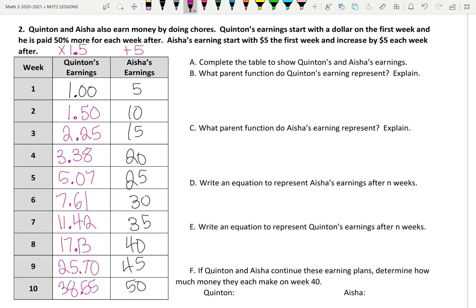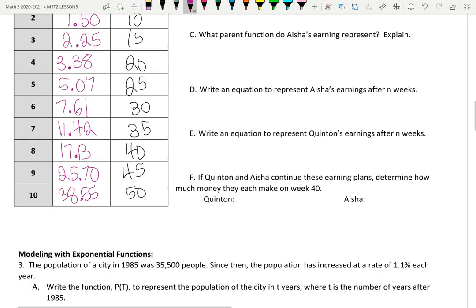Again, you can see that from week 1 to 10, Quentin is not earning as much money originally, but the idea is that he will make more money in his future. The idea with this is just to understand your pay structure and know when pay raises are going to actually yield more profit. So Quentin, since we're repeatedly multiplying by 1.5, is going to be considered exponential.